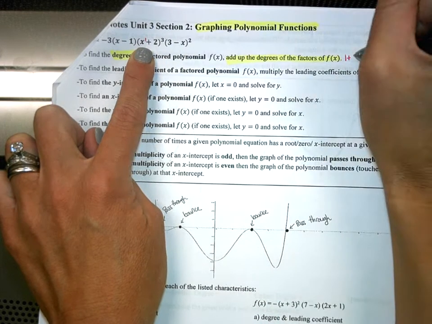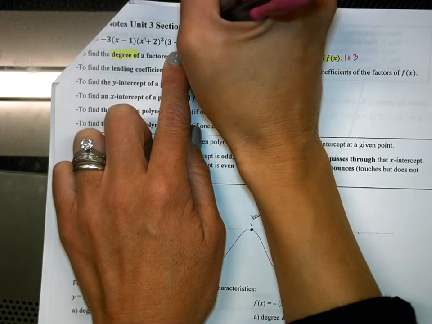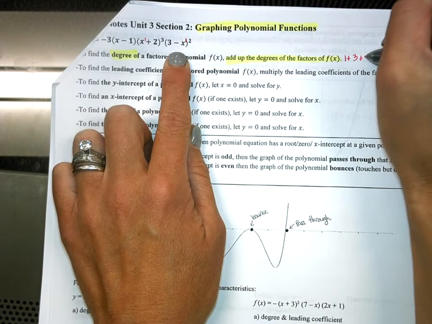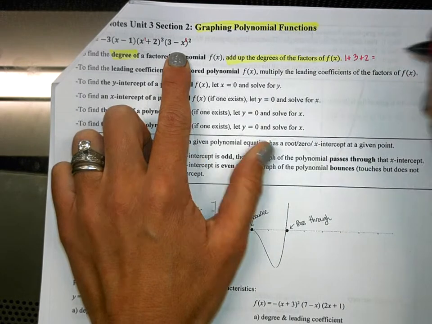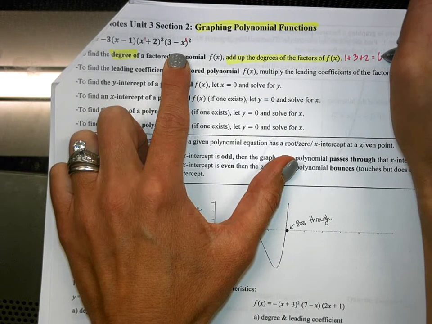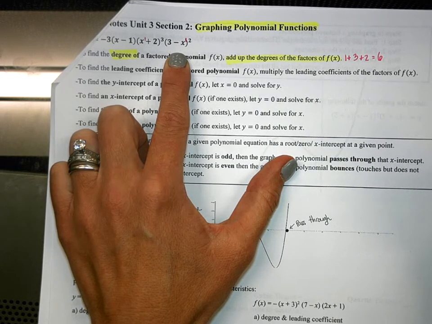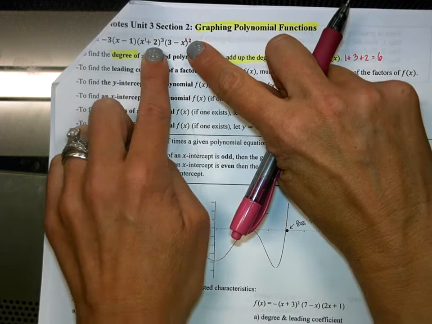And then on this one, again, it's a 1, but there's how many of them? 2. And so we add those together, and this degree is 6. Any questions on that? Are we confused on this being 2 or this being 3?